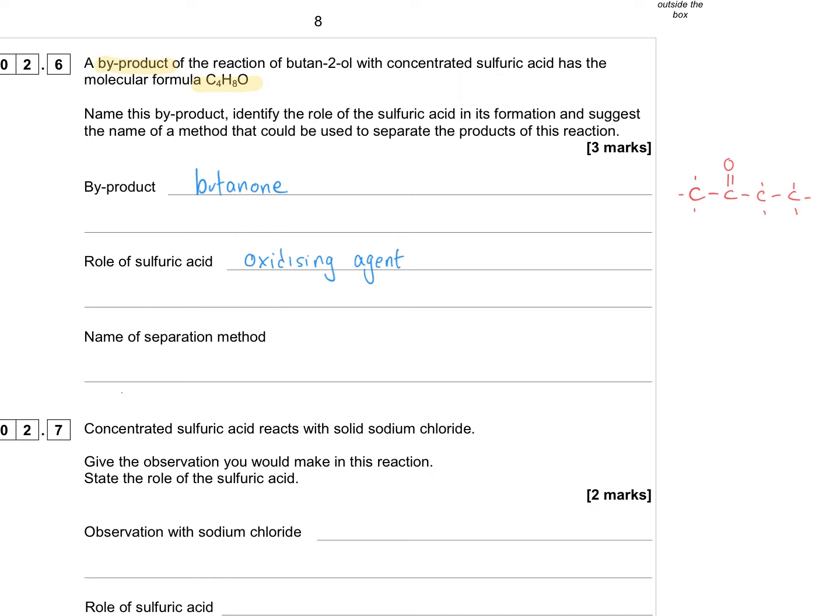Okay, how we could separate this from the alcohol. So things to think about here is that a ketone would have a very different boiling point to an alcohol because it's got different intermolecular forces, which means that fractional distillation would be the best method of separation.